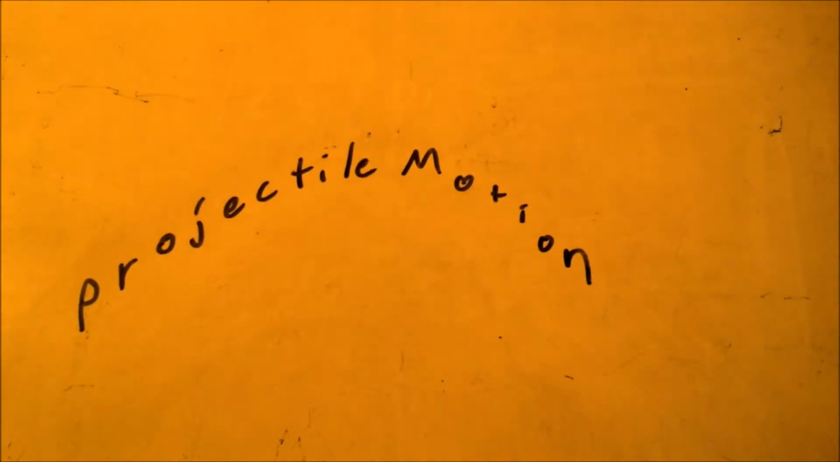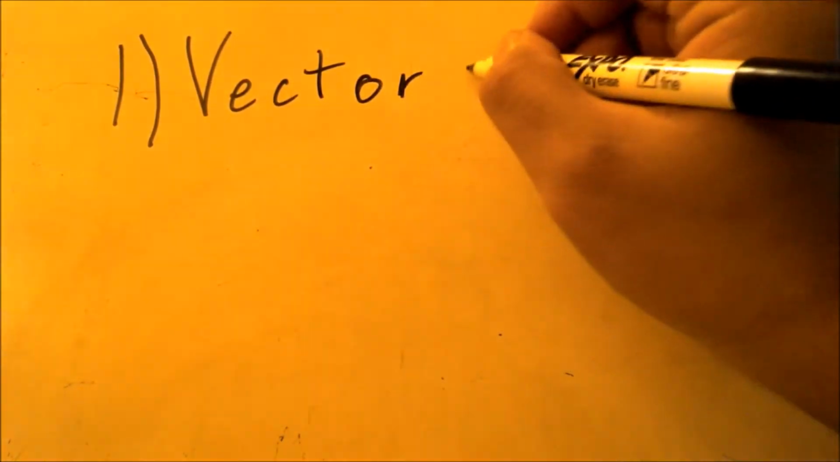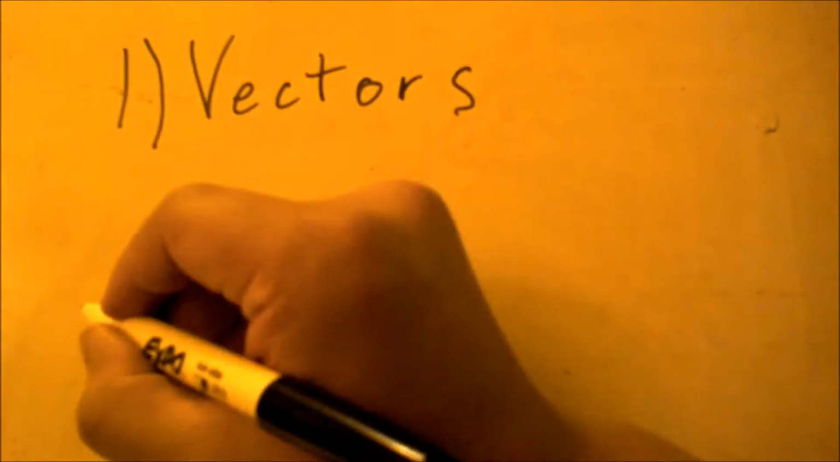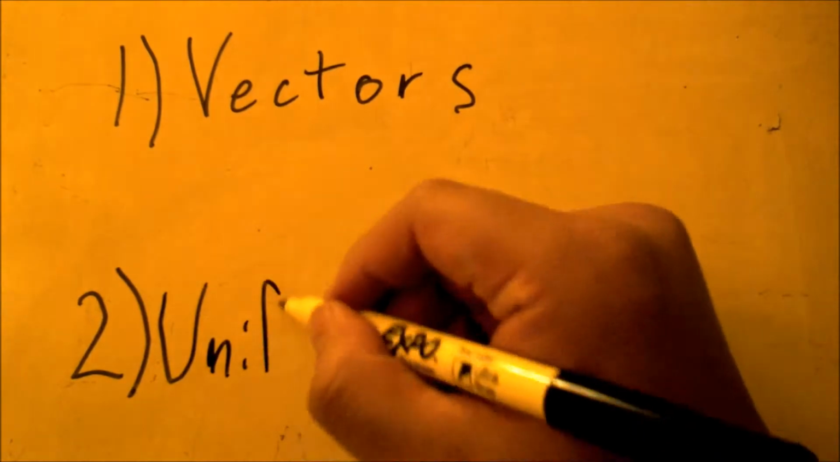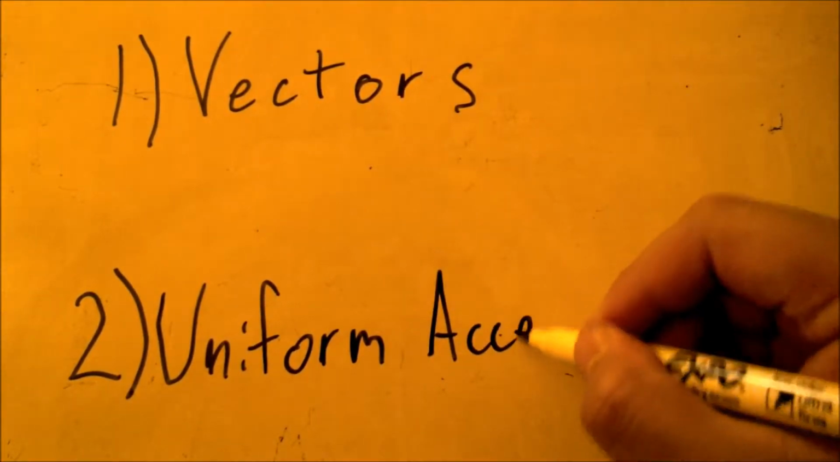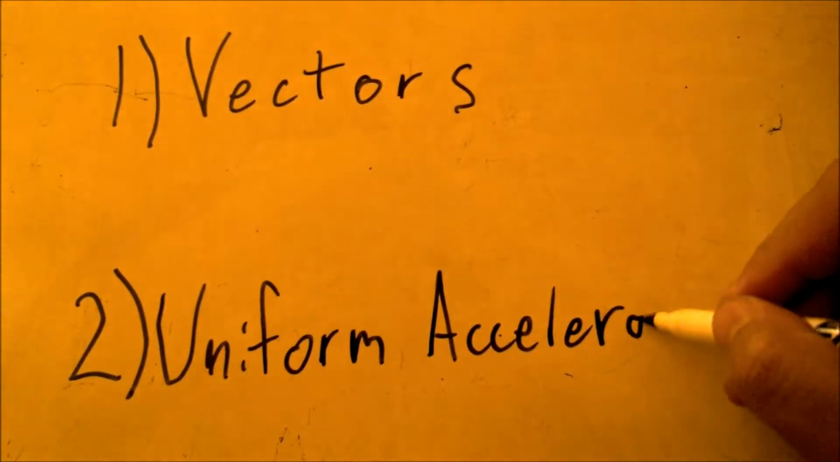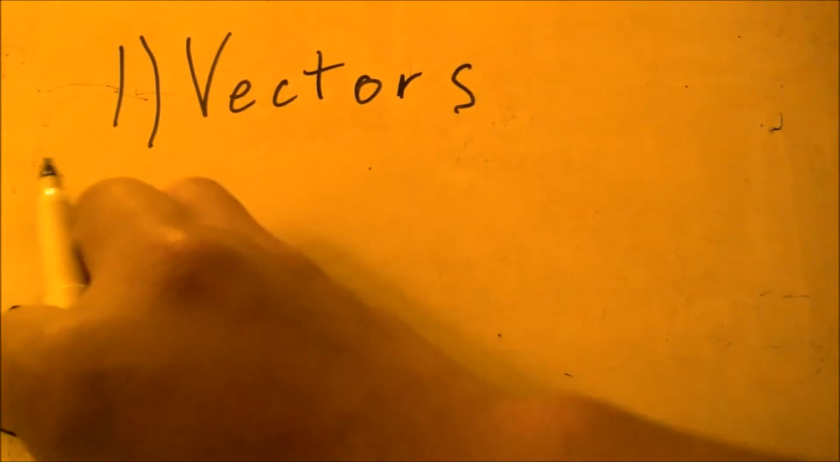Today we're going to learn about projectile motion. Okay, so we have to have prior knowledge about two specific topics before we can do this. First one is we must know about vectors. And second one is we must know about uniform acceleration. Once we acquire knowledge of these two topics, we can learn how to do projectile motion equations. But first, let's start off with an example.